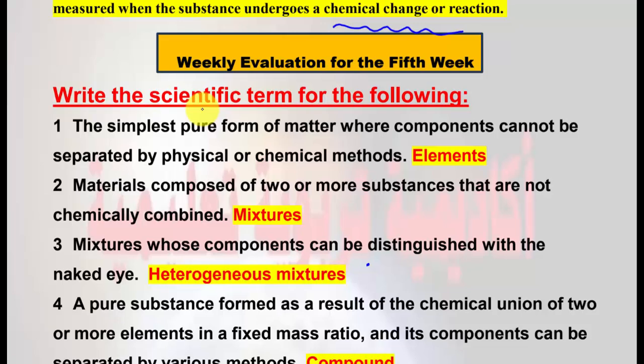Simplest pure form of matter, we called it before, element. Material composed of two or more substances that cannot chemically combine, it's a mixture. Mixtures whose components can be distinguished, I can tell them apart, it's a heterogeneous mixture.